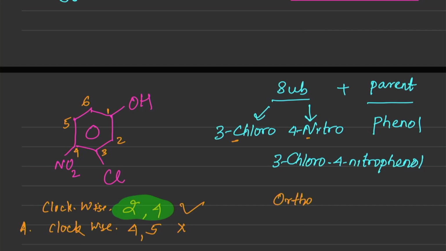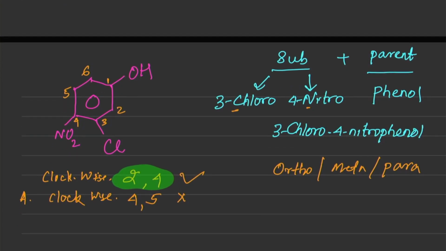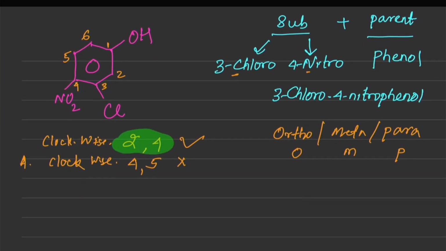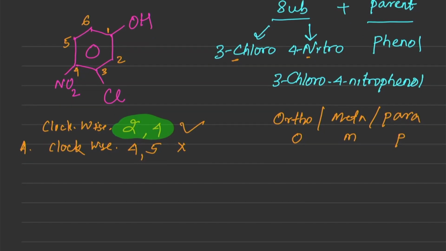Okay, there is also ortho, meta, and para nomenclature, which is written as OMP. Instead of putting numbers, you might see this sometimes. Later we will discuss this when we study the benzene ring. When we study the benzene ring, you will know a little bit more about ortho, meta, and para.